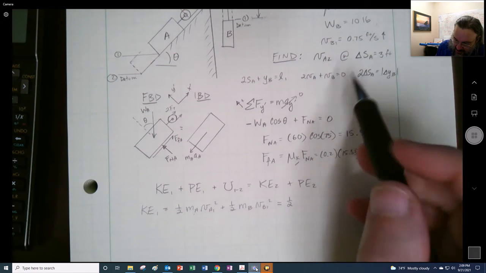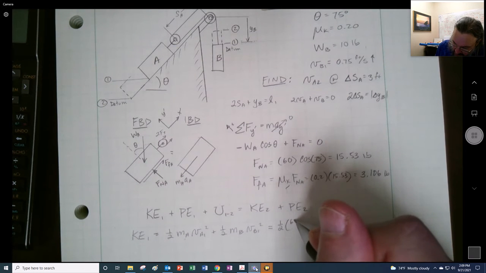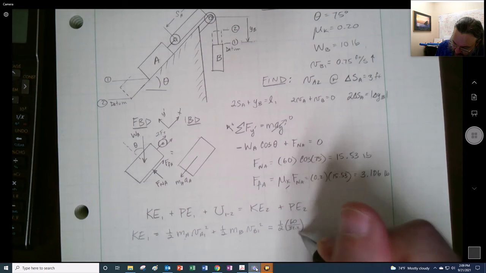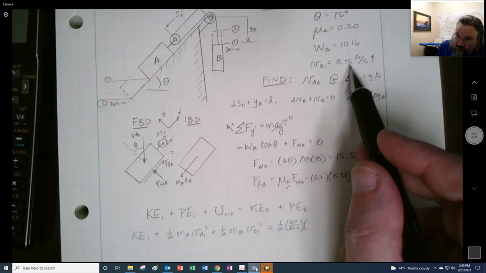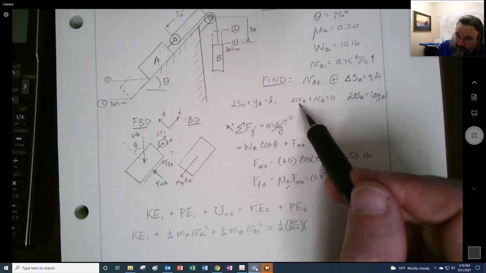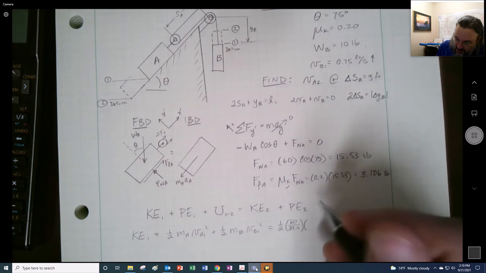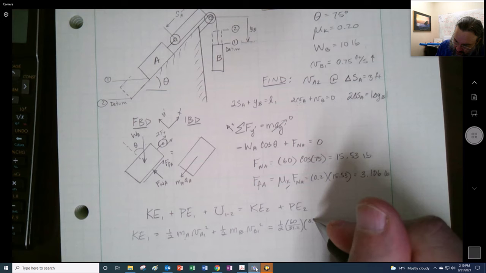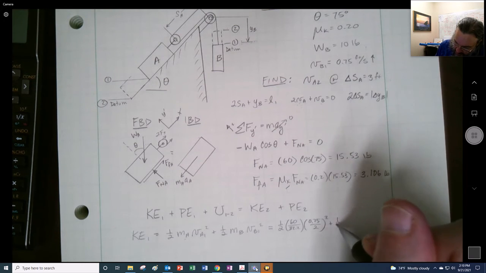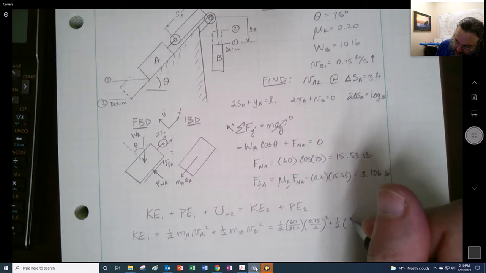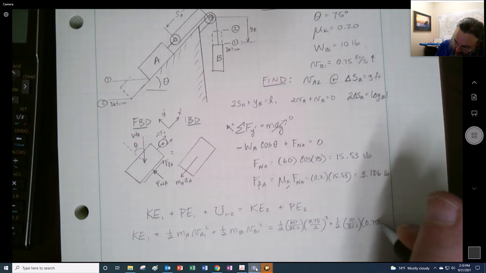The mass of A is actually going to be the weight of A divided by 32.2. So we're going to take that 60 and divide by 32.2 and multiply by 1/2, because we know that velocity of A is 1/2 the velocity of B. So we'll write that out: 0.75 divided by 2 squared, and then plus 1/2, and then this is just 10 divided by 32.2, and it's 0.75 squared.